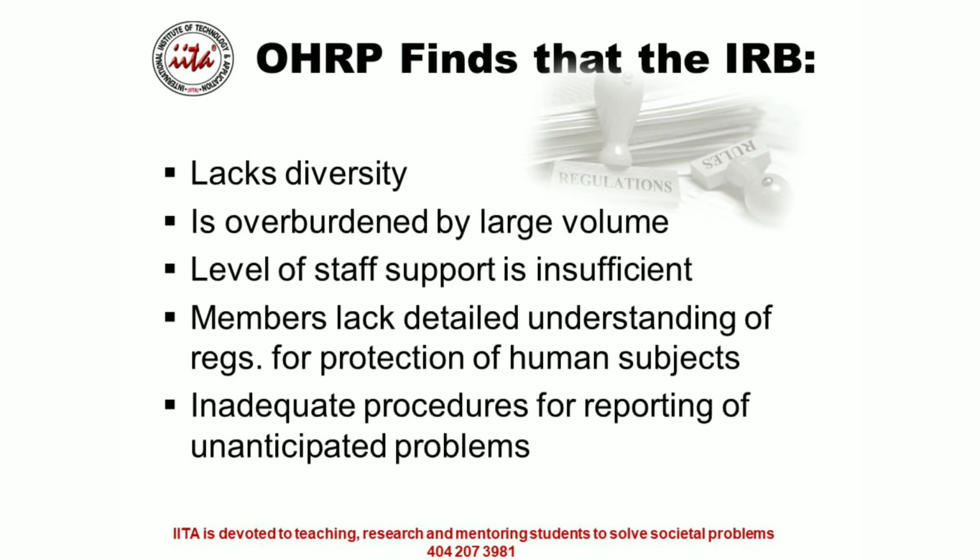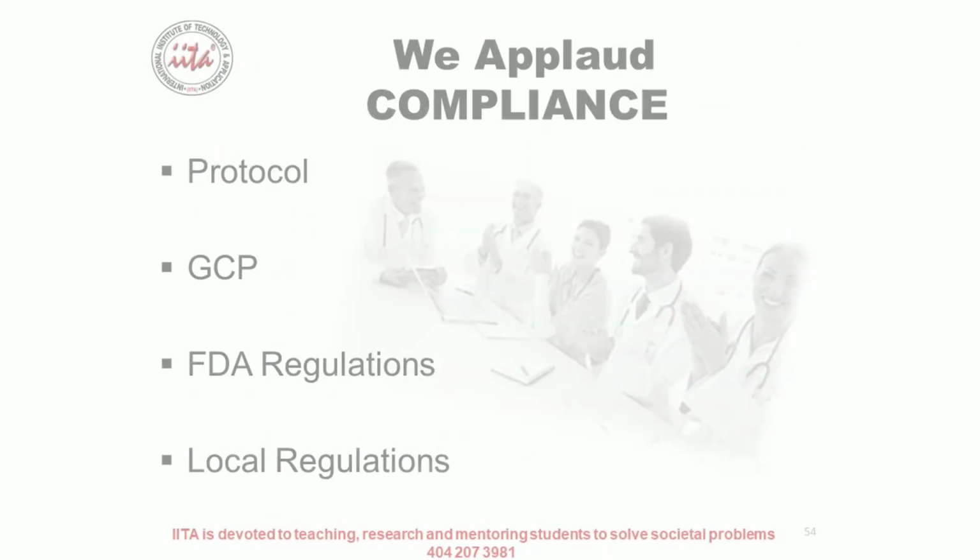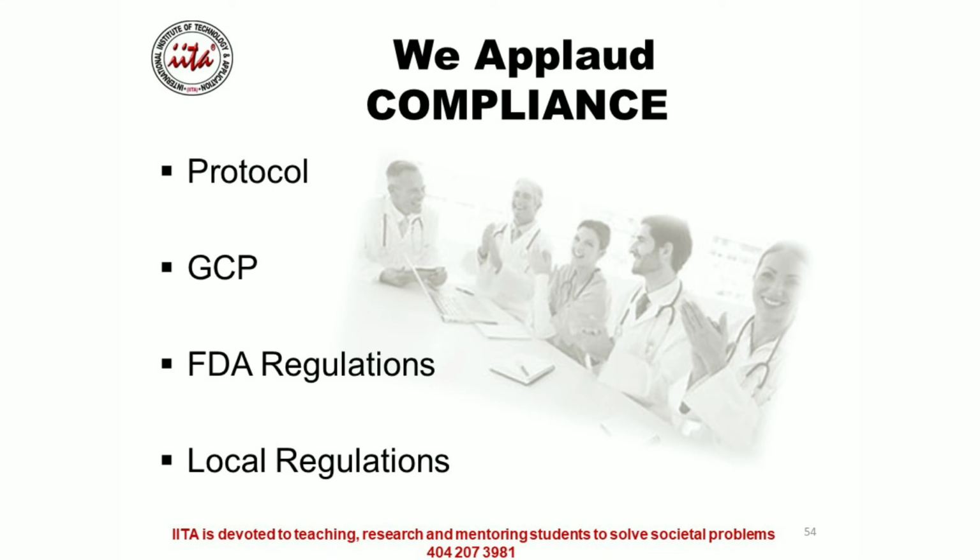OHRP finds that the IRB lacks diversity or is overburdened by large volume. The level of staff support is insufficient. Members lack detailed understanding of regulations for protection of human subjects. Inadequate procedures for reporting of unanticipated problems. We applaud compliance. Compliance with the protocols, compliance with GCP, compliance with FDA regulations, as well as compliance with local regulations.